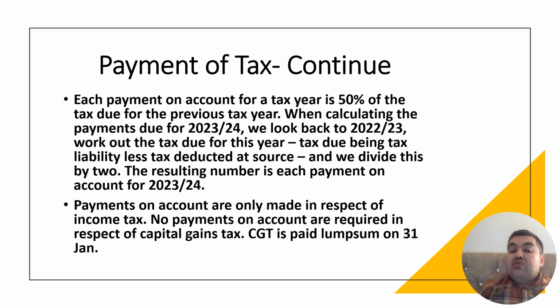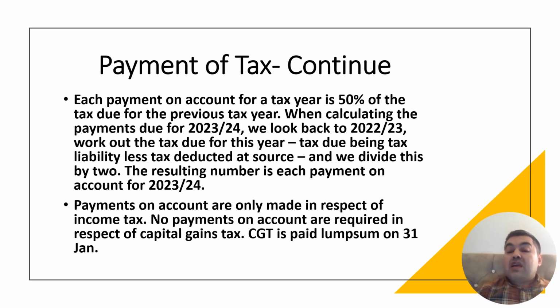How is it calculated? Each payment on account for a tax year is 50% of the tax due for the previous tax year. So when calculating the payment due for 2023-24, we look back to 2022-23. So if in 2022-23 you have unpaid tax of, say, 5,000, you will pay this 5,000.